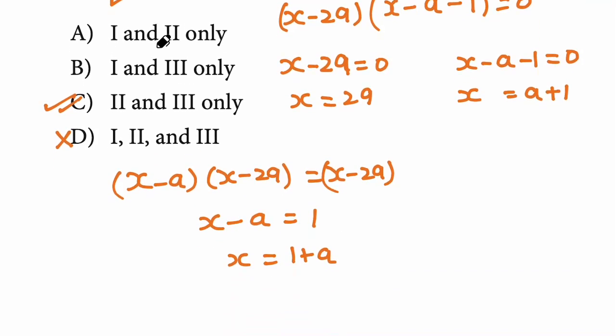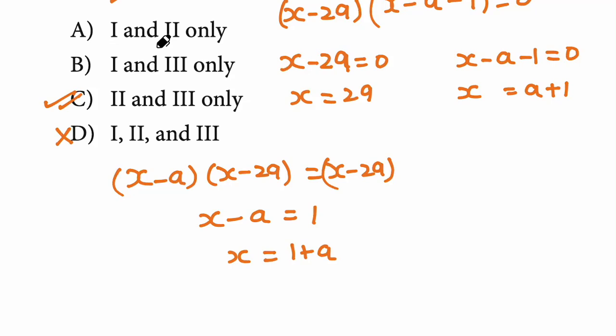But let me tell you one thing. Whenever you have to solve for x, never cancel any factor. If you are cancelling a factor, you are deleting one possible value of x. So always remember this thing. Never cancel a factor, because if you cancel this factor, x is equal to 29 will be deleted.